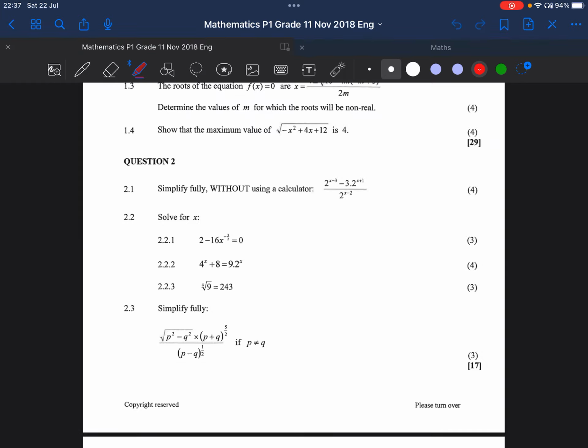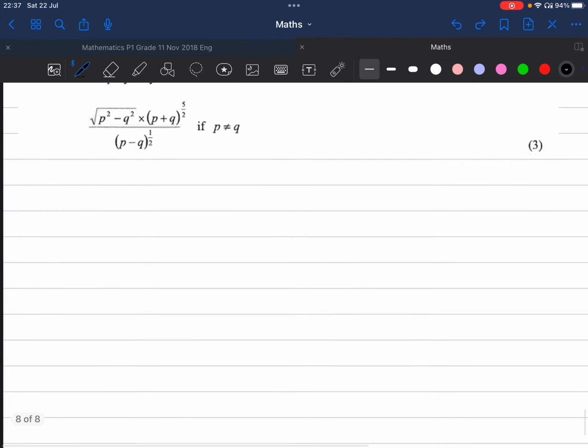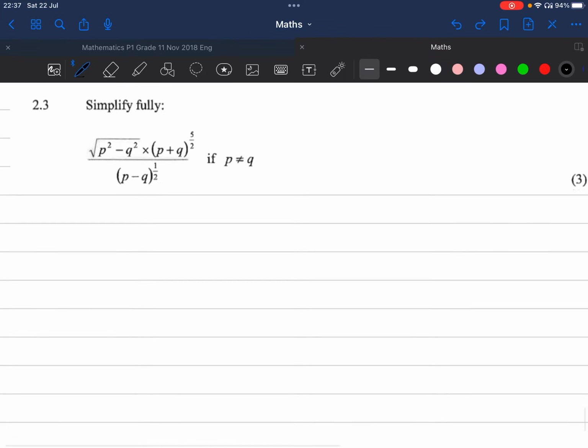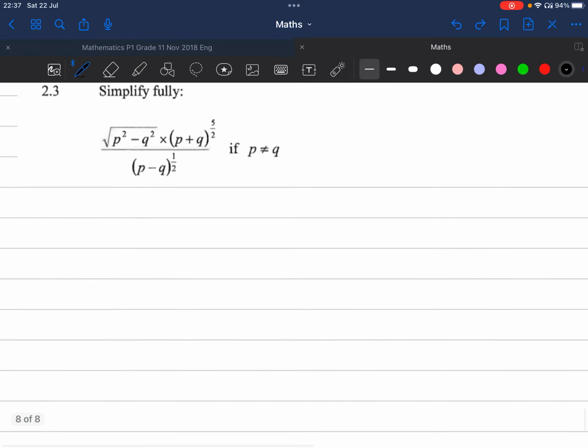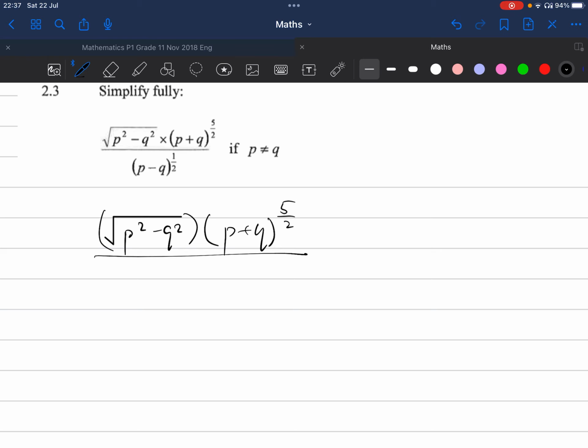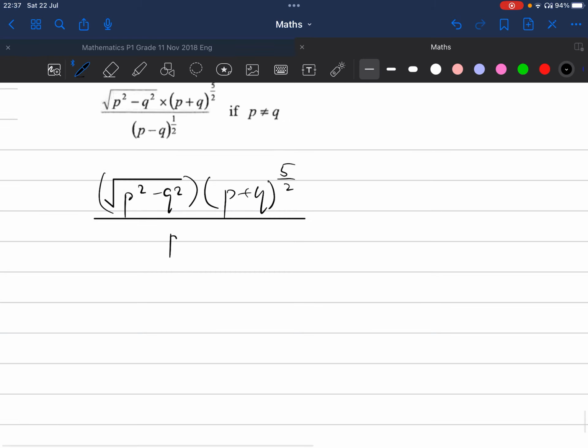Let's move on to question 2.3. It says simplify the following fully. It's a very ugly looking expression, but let's deal with it. So we have (p squared minus q squared) times (p plus q) to the power 5 over 2, all over (p minus q) to the power 1 over 2.